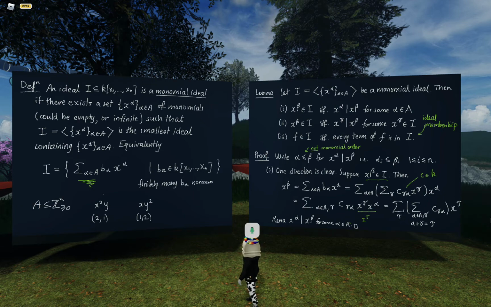And it only assigns non-zero coefficients to monomials divisible by x to the alpha for some alpha in A. But that means the same must be true of the left-hand side. So what we're doing is looking for the tau which is equal to beta. That's right. Beta must be one of the taus. That's one way of saying it.